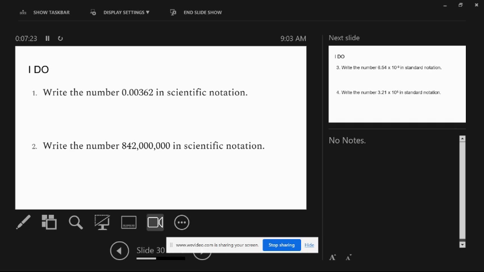All right, let's see here. This should be 3.62 times 10 to the minus 3. And this should be 8.42 times 10 to the 8th. Everybody doing okay with these? All right.